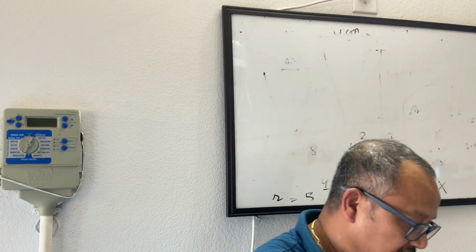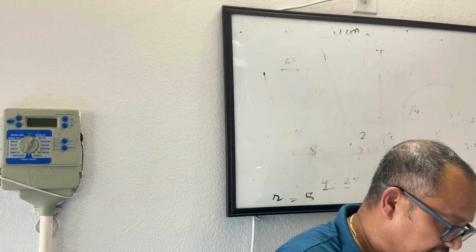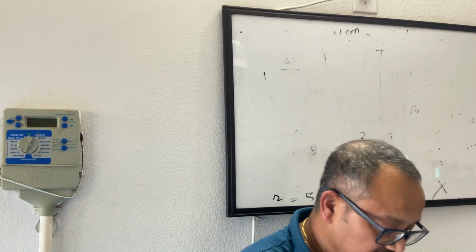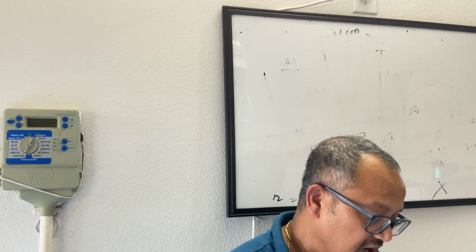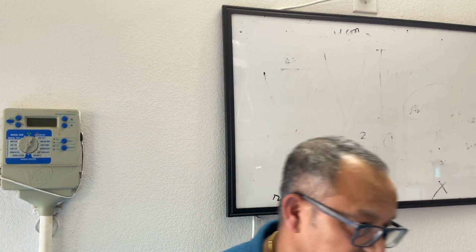A cylinder and a cone have equal volumes and radius of equal length. If the height of the cone is 24 centimeters, what is the height of the cylinder in centimeters?